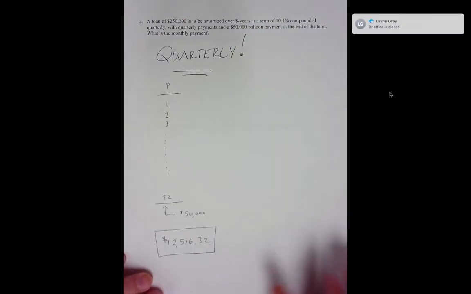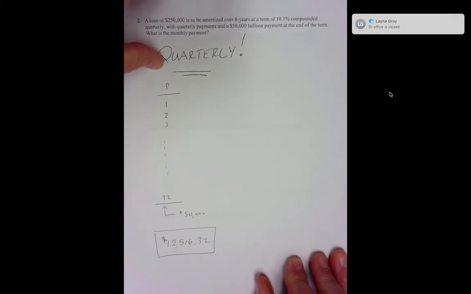All right, cool. All right, final question. A family purchased a condominium for $265,000, taking out a 25-year mortgage.